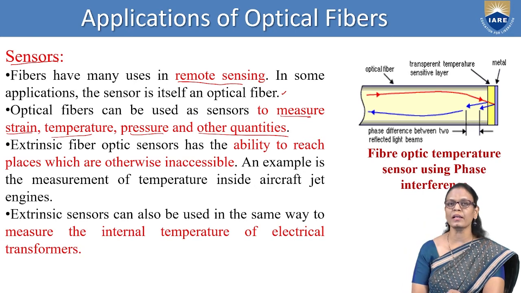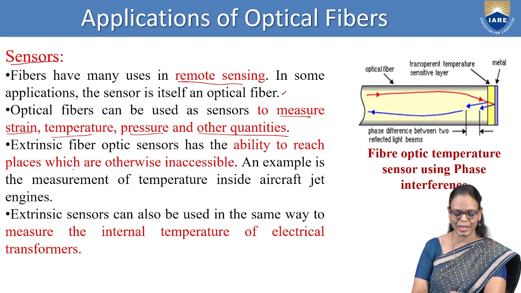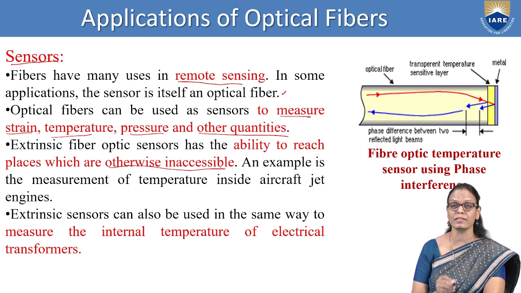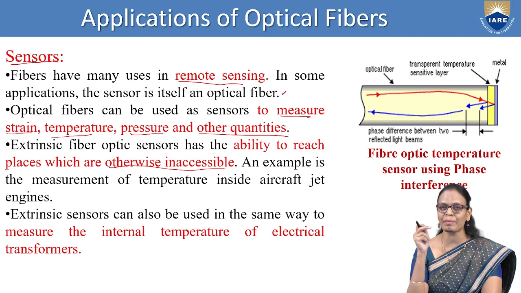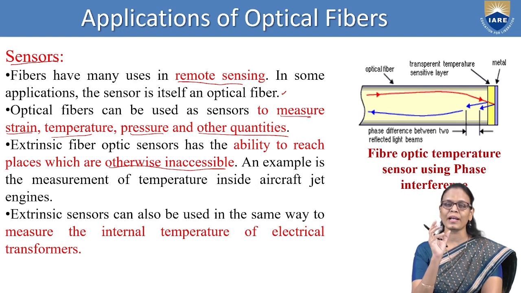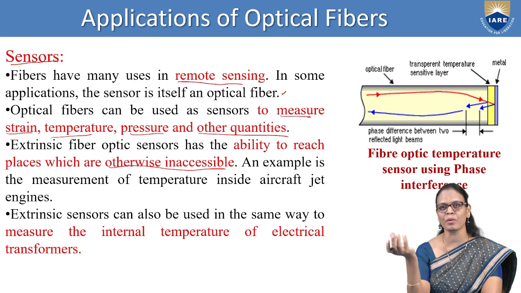Then extrinsic fiber optic sensors have the ability to reach places which are otherwise inaccessible. See, why we are using them as sensors is that there may be some areas where a human cannot reach. But when we send an optical fiber, it can go inside, reach the region and sense the data with regard to temperature or pressure.